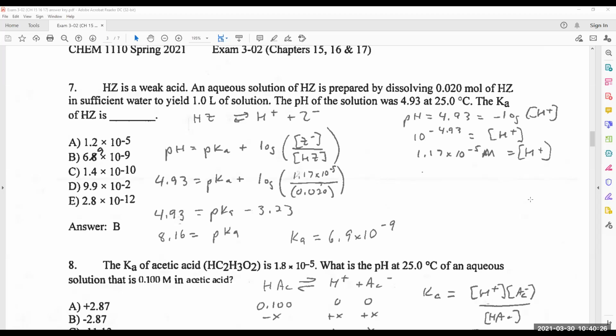So for these types of equations, we go ahead and solve for pKa, and we get a value of 8.16. We're not quite finished yet because we wanted Ka, so we have to take the antilog of that, and that gives us 6.9 times 10 to the minus 9. Okay, number 8.